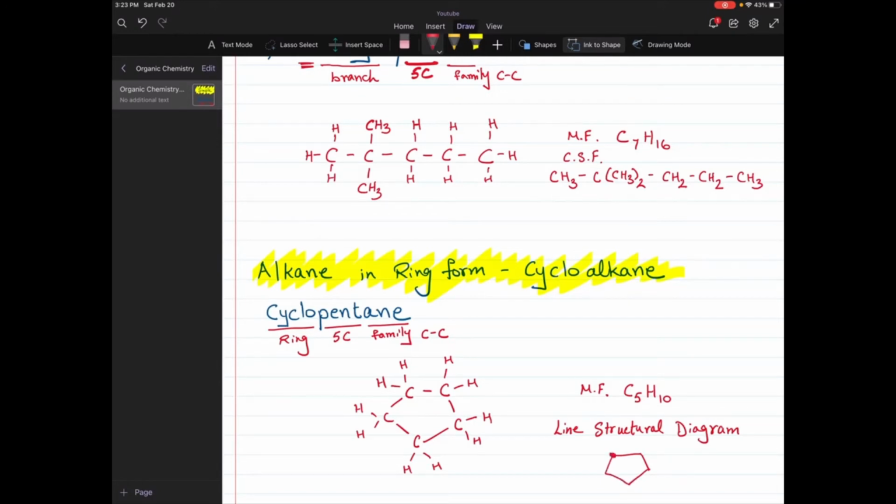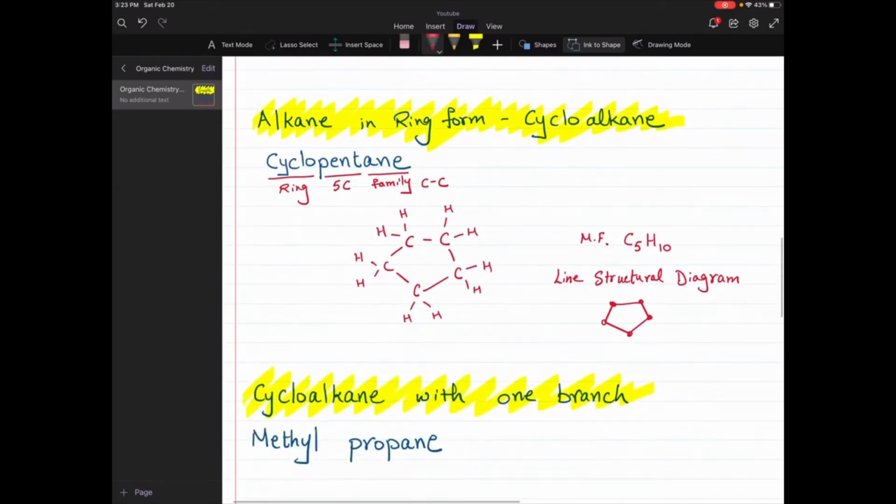So we have 1, 2, 3, 4, 5 carbons right there. So those are the 5 carbons. That would be a pentagon. A pentagon is a cyclopentane. Right. So the structural diagram of cyclopentane looks like a pentagon. Right. So that was cyclopentane.